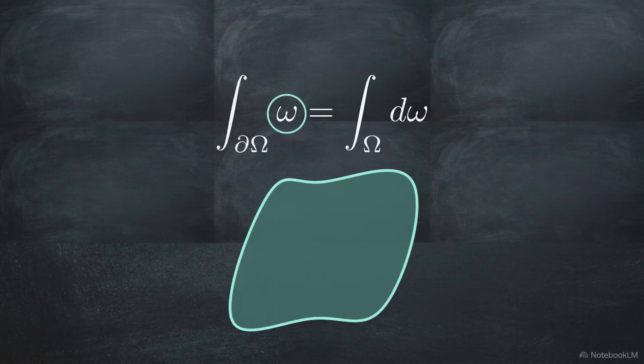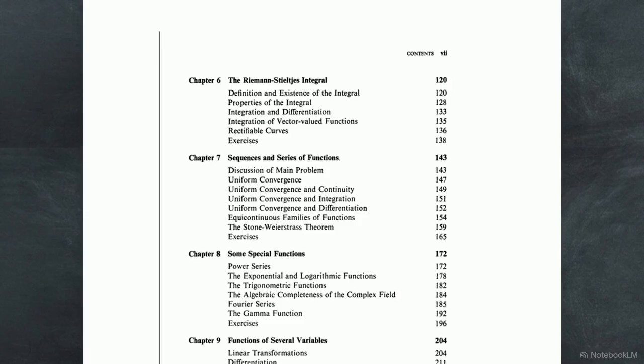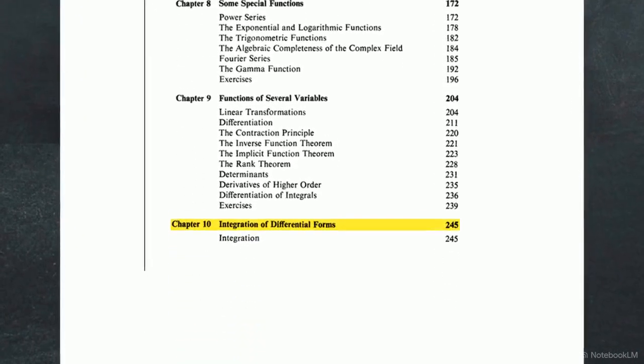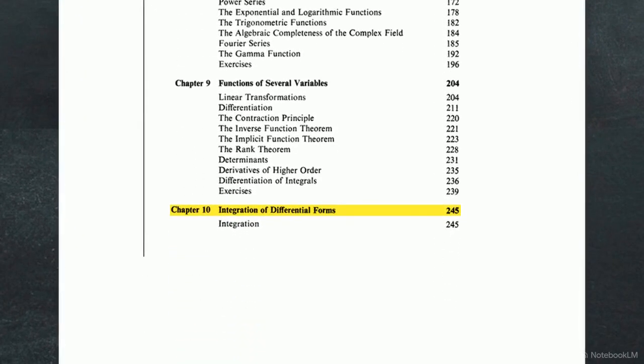It uses two specific components, the differential form, omega, and its exterior derivative, d omega. Walter Rudin's Principles of Mathematical Analysis provides a rigorous foundation for this unification. Chapter 10 develops these tools to replace standard vector calculus with a more powerful language.